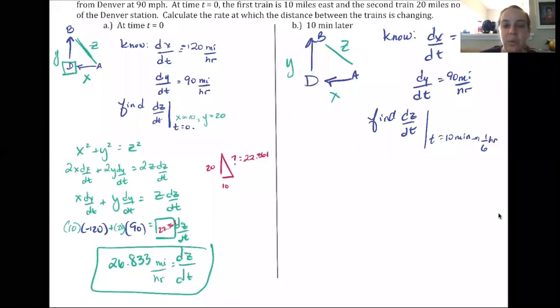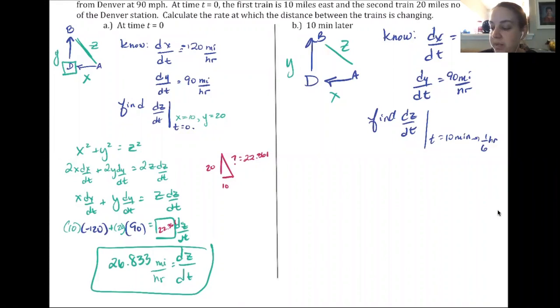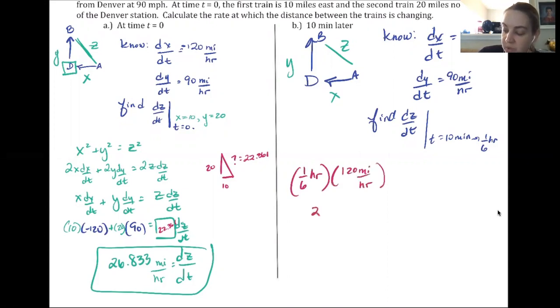All right, so we have to talk about the distance. Where are these two trains located? And this one's going to be a little bit different. I'm going to switch colors on this one and make it pink here. That westbound train, I know, is traveling for 1/6 of an hour. And I know it's traveling at 120 miles per hour. So 1/6 times 120 is going to give me 20 miles. That's great, but it started out 10 miles east.